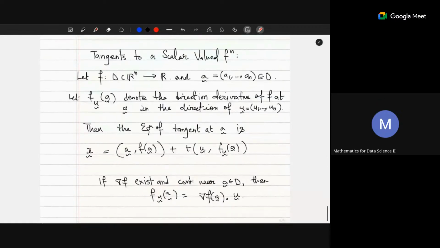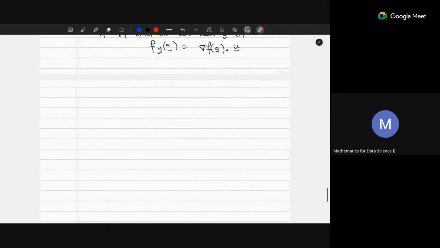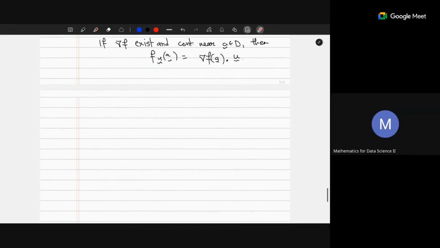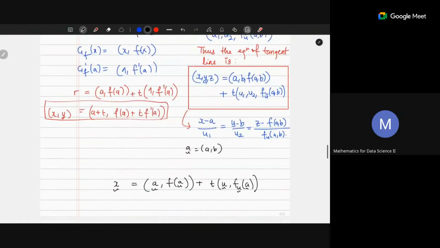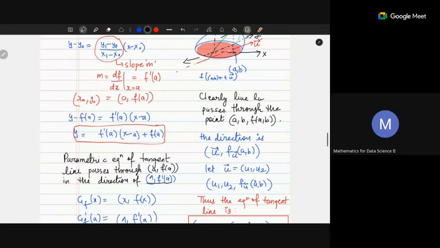So let me write down the linear approximation as well, because you are already familiar. We have already recalled the one variable linear approximation. So let me just write down the formula. Let me first write it here.